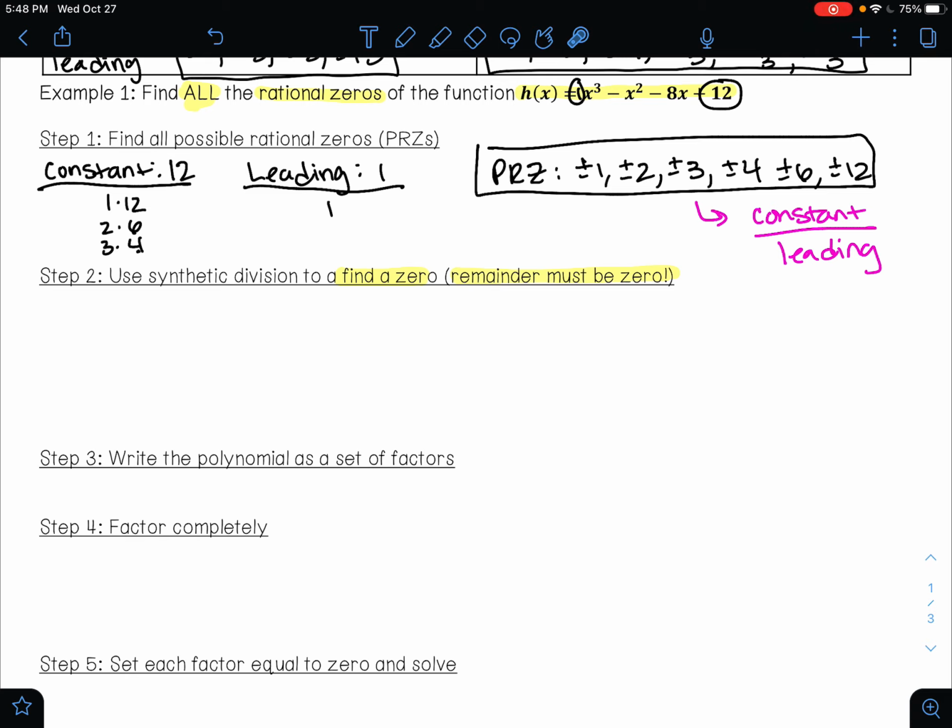I always like to start with 1 if 1 is a possible rational zero, and it is here, because 1 is a nice, easy number to multiply by. So I'm going to try 1. So 1 is going to be up here for my synthetic division. My coefficients are 1, -1, -8, and positive 12. And again, I'm getting those coefficients from right here in h of x. You always bring down your first coefficient, and whatever's last is your remainder.